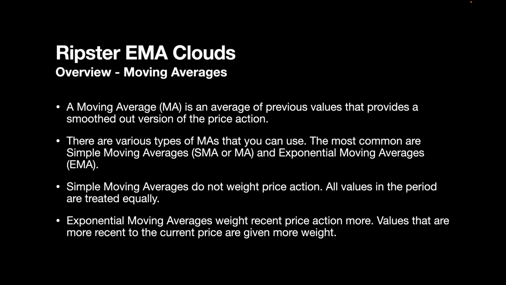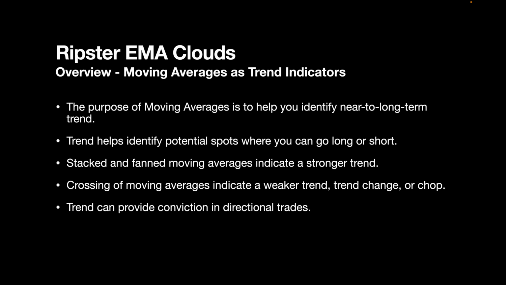921, 821 are common exponential moving averages, and a whole variety of different numbers in between. So the purpose of moving averages is to help you identify near to long-term trends. And trends help you identify potential spots where you can go long or short. Ideally, we want to, as close to a trend change where we have conviction in that trend, take a position long or short. And so using EMAs or moving averages, you can start to identify some of those trend changes.